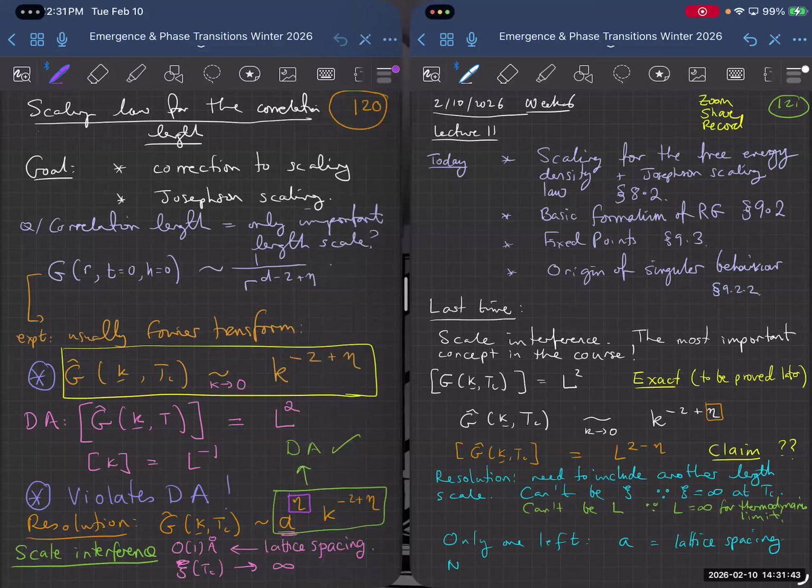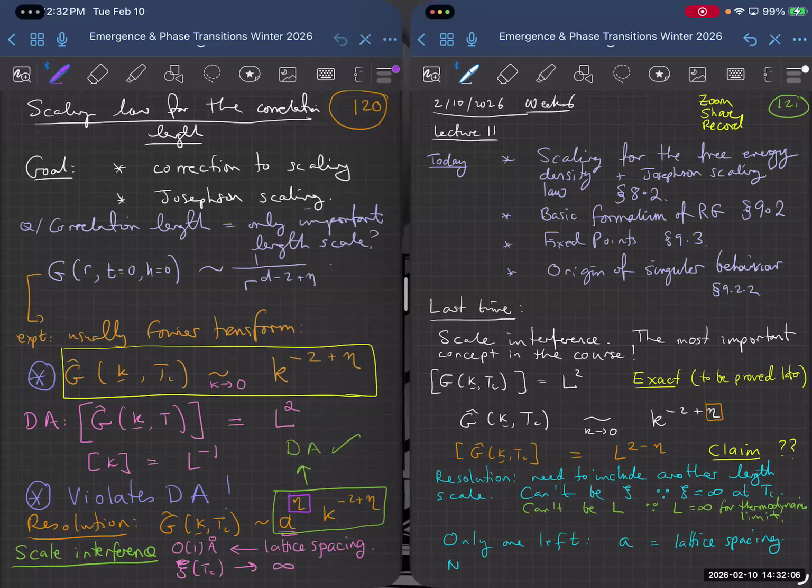Scale interference was the idea that scales that you thought could not possibly be important at the critical point, or near it, or in any kind of phenomenon, actually turned out to be very important. I want to go through that once again. It was something we talked about at the end of the lecture.